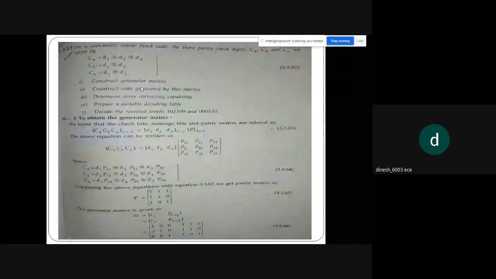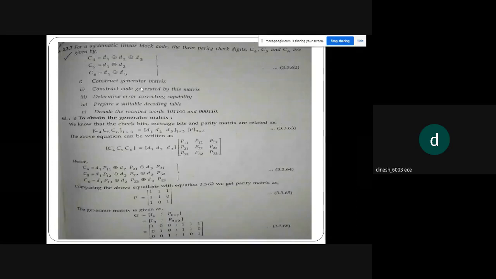Yeah, sorry for the interruption. So the problem is for a systematic linear block code, we have some parity checks. There are 3 parities, C4, C5, C6, which we'll see how to calculate. We need to construct a generator matrix, obtain the H transpose matrix, determine the error correcting capability, prepare a suitable decoding table, and decode the received vectors, 101100 and 000110.